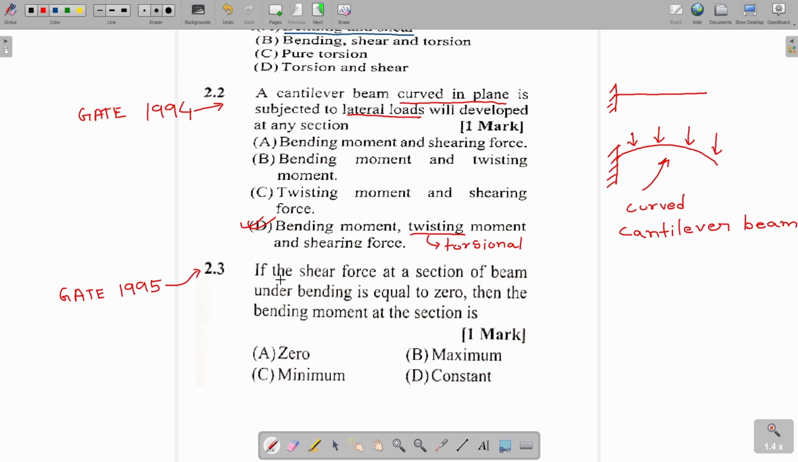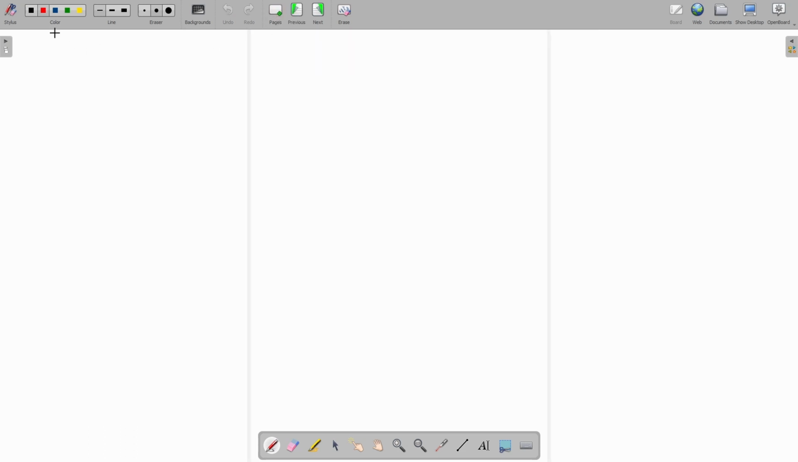If the shear force at a section of a beam under bending is equal to 0, then the bending moment at the section is... It is asking about the relation between shear force and bending moment. We need to find the relation between shear force and bending moment. This is very important.